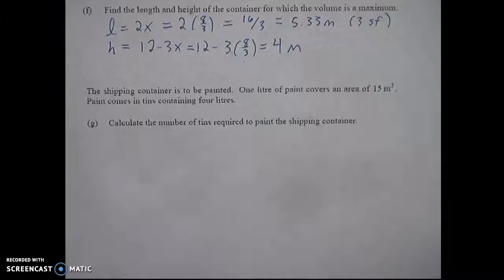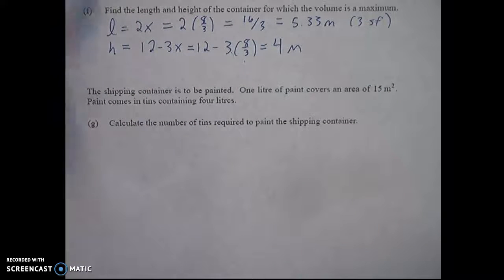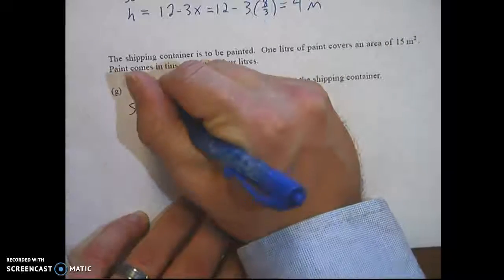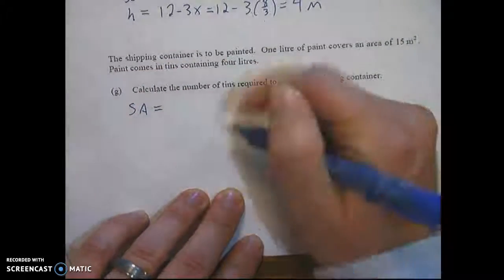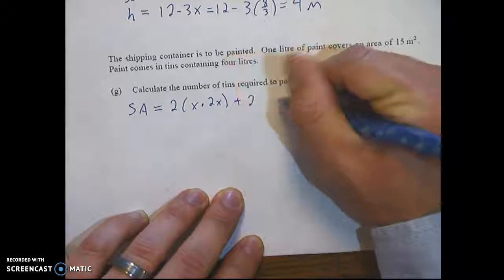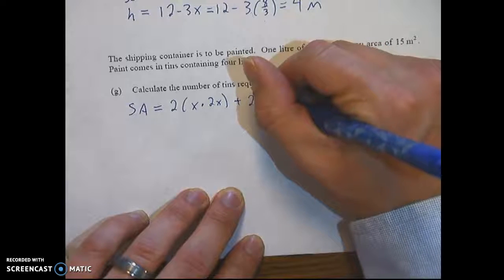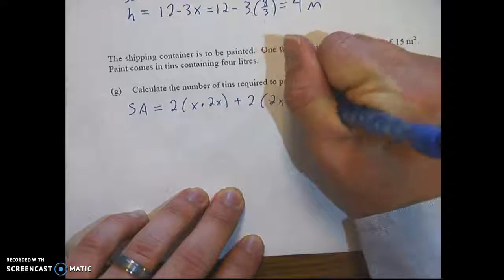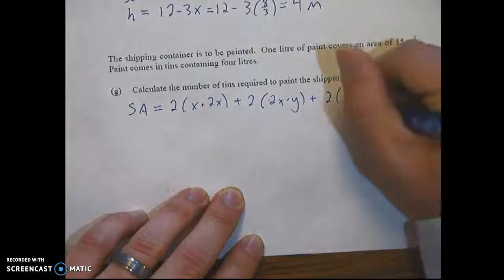Well, what sucks about this problem, excuse my French, is that we've been dealing with volume for the last 1, 2, 3, 4, 5, 6 parts. So part 7, they ask us a question about paint, which of course isn't volume, that's surface area. So now we got to shift gears and talk about the surface area of this thing. Well, the surface area is just going to be the two faces, which are x times 2x, plus the two faces, which are 2x times y, plus the two faces, which are x times y.